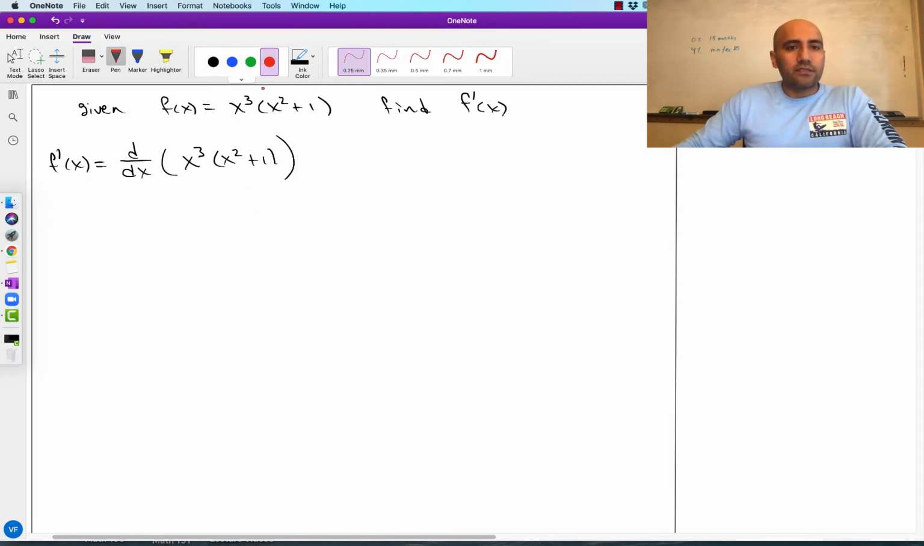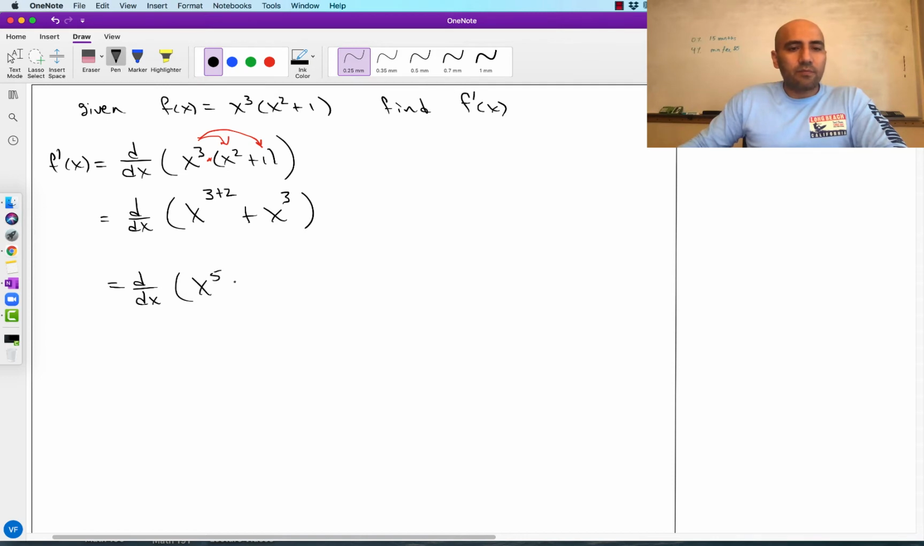Right? Okay, so let's go ahead and take care of this multiplication first and distribute. And so we would get that the first derivative is equal to x to the power of 3 plus 2, plus x to the power of 3, or that this is the derivative with respect to x of x to the 5th power plus x to the 3rd power. Good. So that's the first derivative.